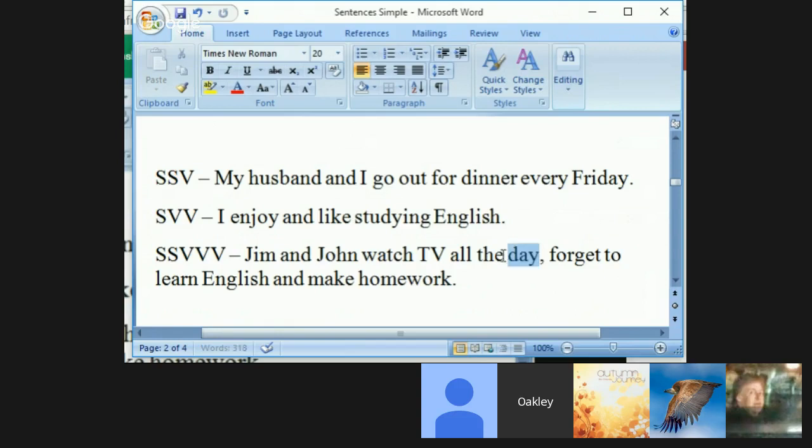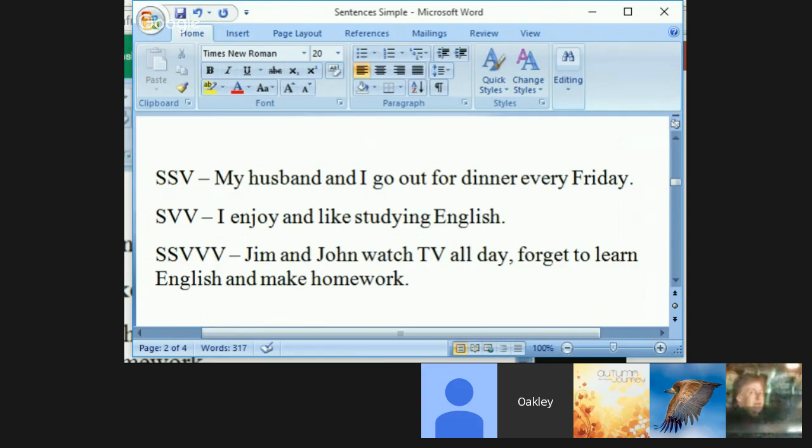Very, very common. I've heard this so many times from language learners: "all the day." English speakers never say that. We just say "all day." And "during the day" is also the same? No. Not "during all day."